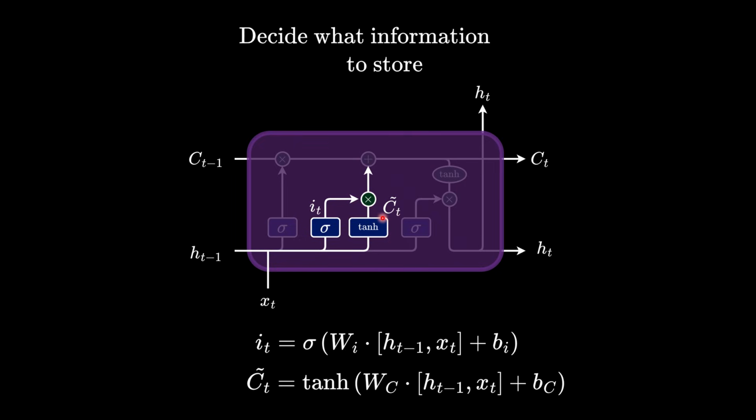But we cannot just store everything. So we introduce another gate. Again, we use a sigmoid function. This sigmoid gate decides how much of the candidate values we should actually store. So now we have candidate values from tanh and a filter from sigmoid. We multiply them element-wise. Now we have filtered new information that is ready to be added to the cell state.